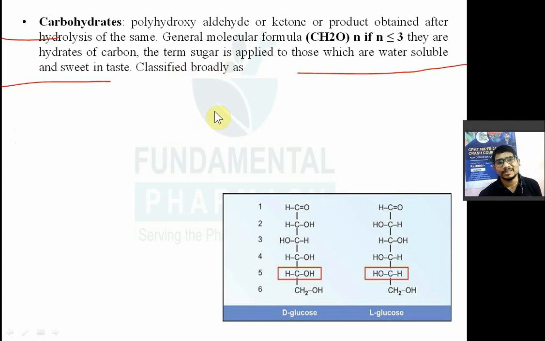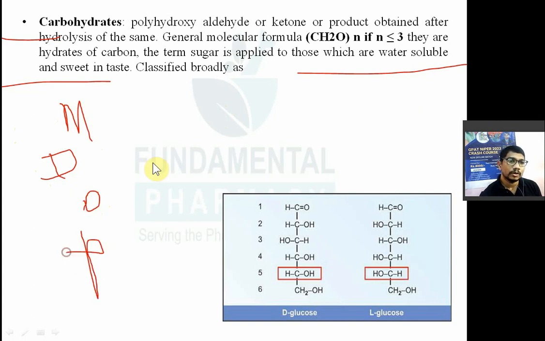Now they are classified into different types: monosaccharides, disaccharides, oligosaccharides and polysaccharides. M for mono, D for di, O for oligo, and P for poly. Now what do you mean by monosaccharides? Mono means one, they will have one monomeric unit of sugar. जैसे ये ग्लूकोज. So in that you have only one unit.